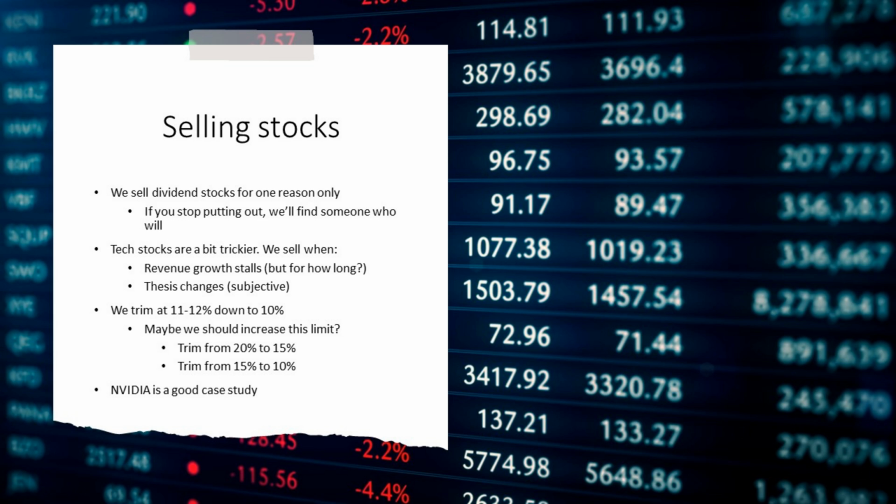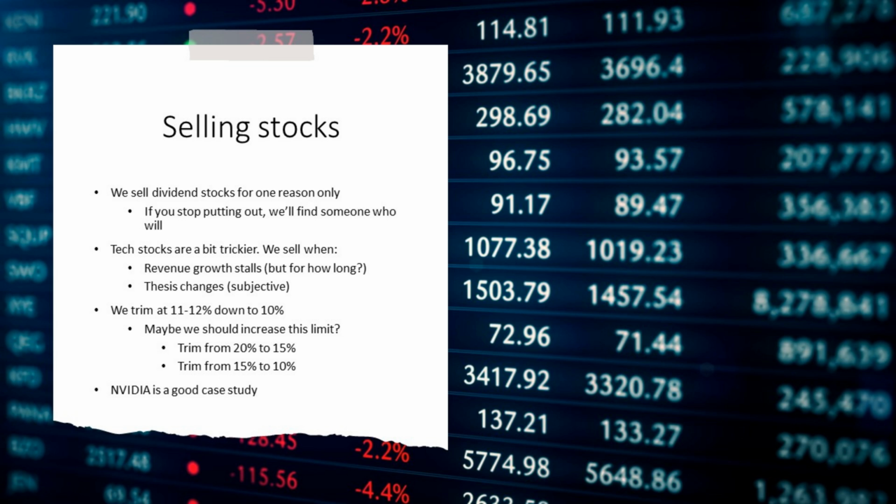Tech stocks are a bit trickier. We sell when revenue growth stalls, and the question is, well, for how long? And we sell if the thesis changes. So in either of those cases, we'll sell. Both are subjective, and that's where we'll do plenty of research and analysis before we execute any sort of decision around those particular factors.